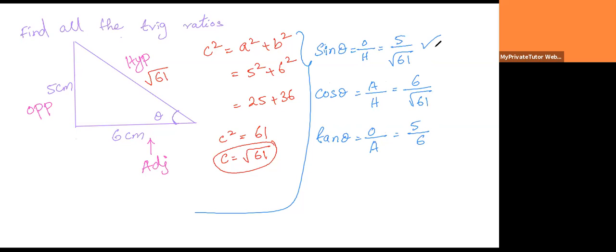If you know these three things, the other ones are just the reciprocals of these three. The first one, cosecant, is the reciprocal of sine: square root 61 by 5. Next one, secant: square root 61 by 6. The last one, cot theta, is 6 by 5, the reciprocal of tan theta.